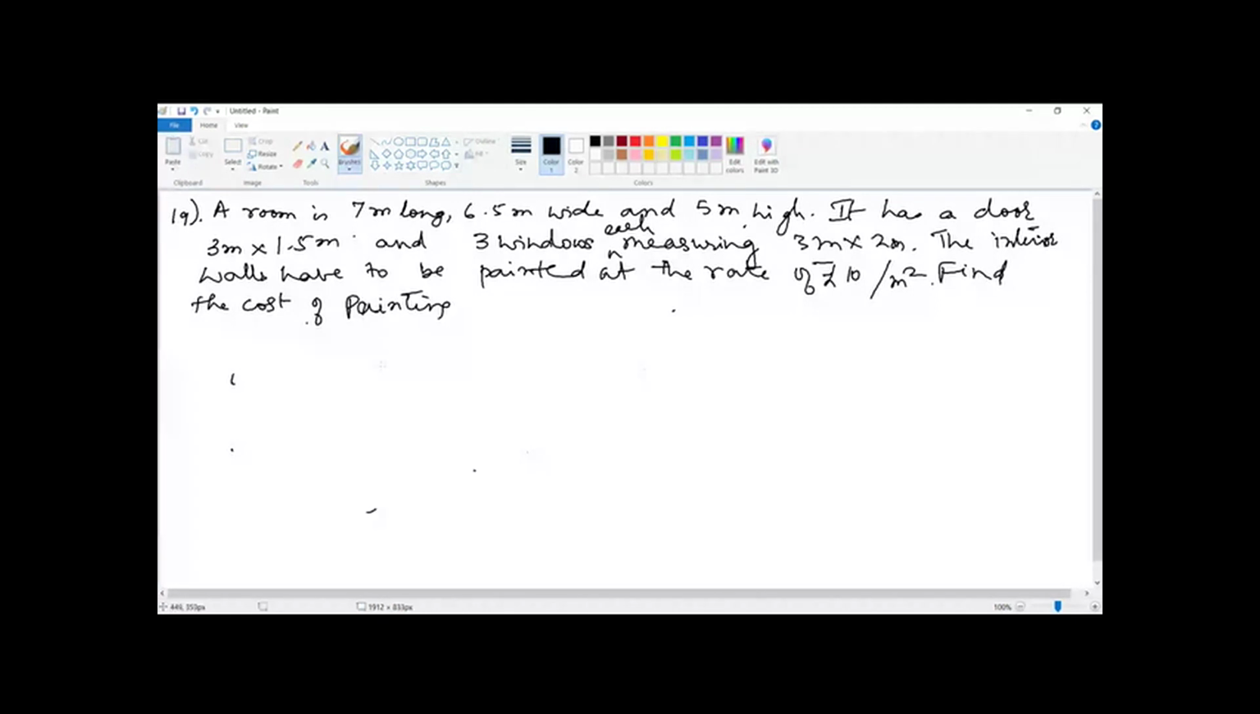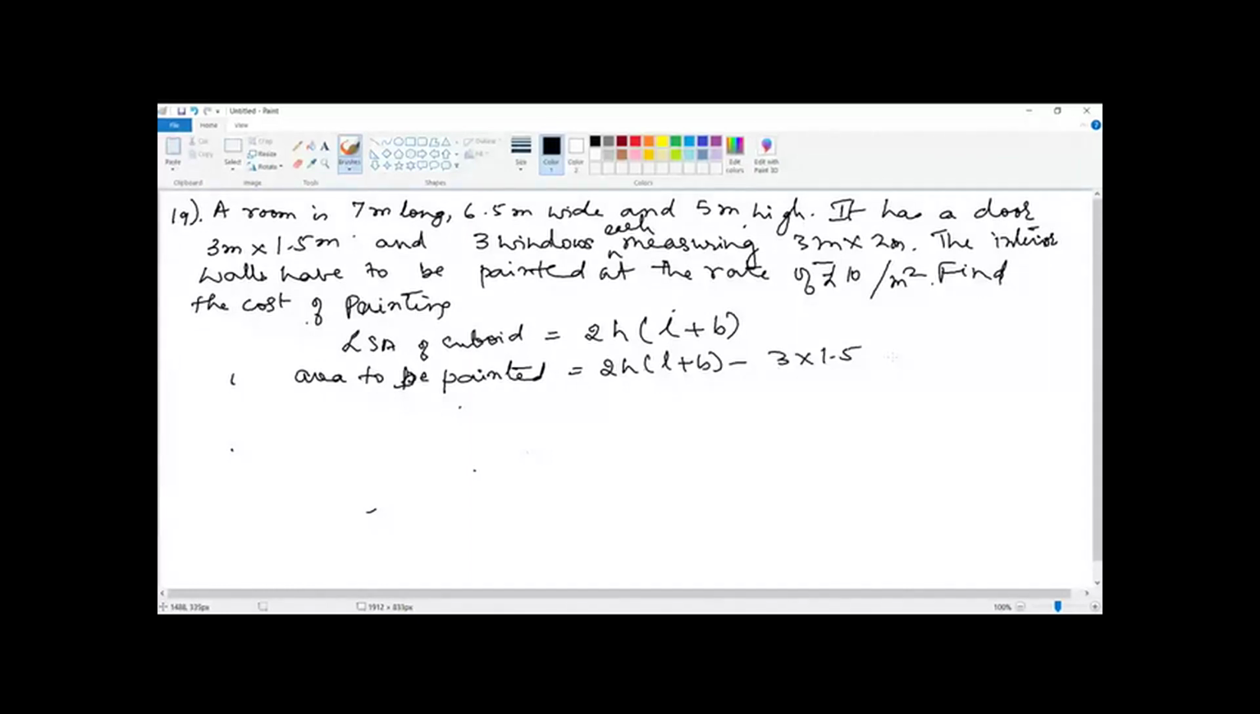Okay. So formula for lateral surface area of cuboid is 2 bracket BH plus HL, that is 2H into L plus B, shall I write? Yes, ma'am. So your area to be painted is 2H into L plus B minus 3 into 1.5 minus 3 into 3 into 2. Is it correct? Yes, ma'am.